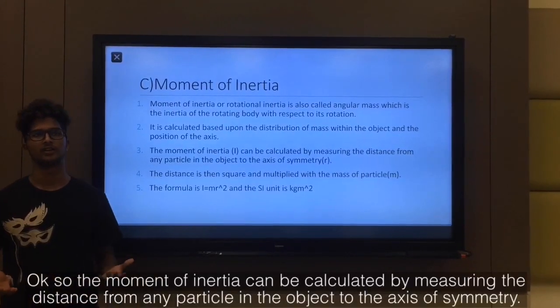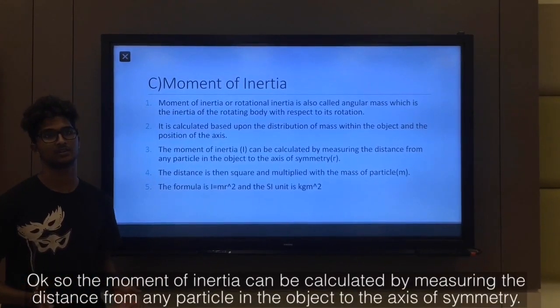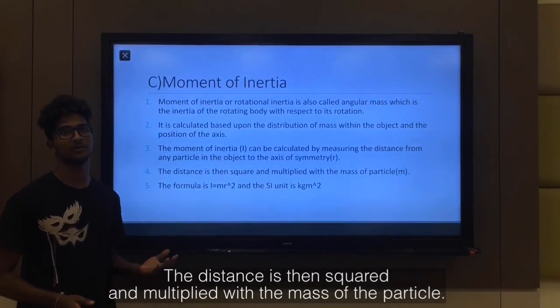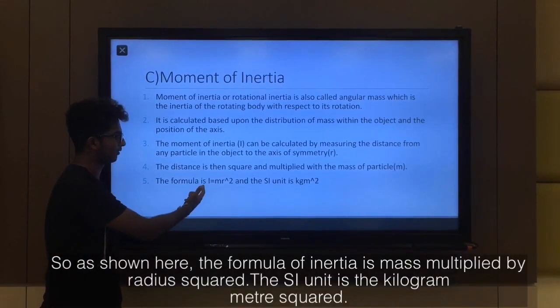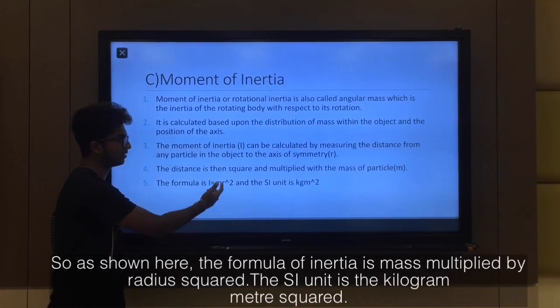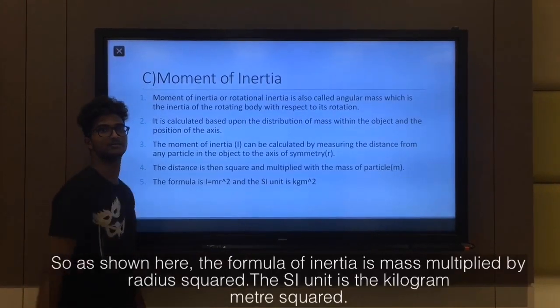Okay, so the moment of inertia can be calculated by measuring the distance from any particle in the object to the axis of symmetry. The distance is then squared and multiplied with the mass of the particle. So as shown here, the formula of inertia is mass multiplied by radius squared. And the SI unit is the kilogram meter squared.